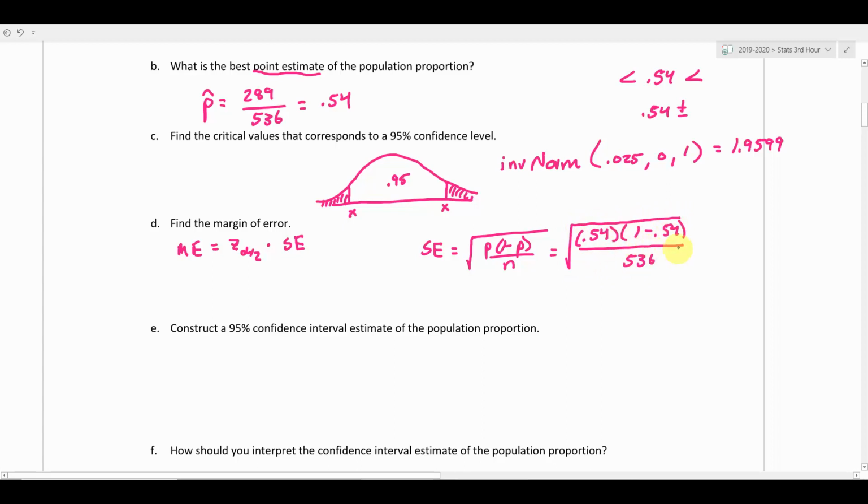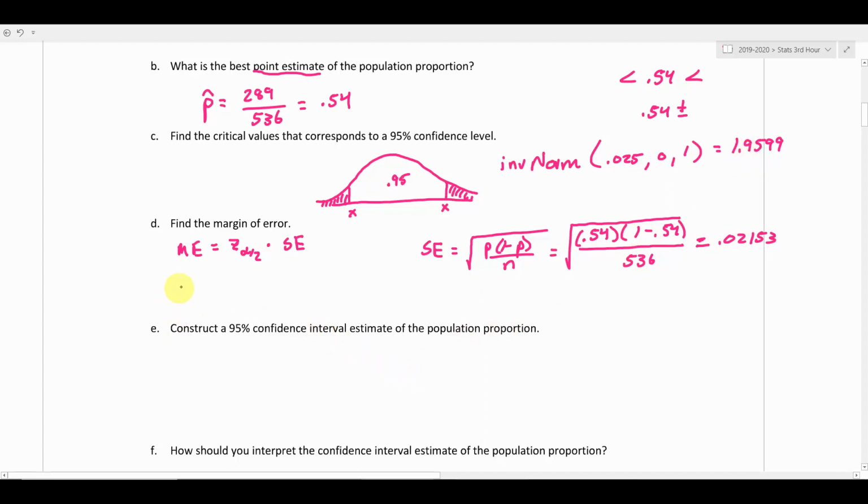So you would go to your calculator and crunch those numbers. Be careful, make sure you do it in order, and don't mess up your order of operations there. And what you should get is 0.02153. So the distribution that describes our situation, one standard deviation is 0.0215, and we need to go 1.95 of those away in either direction to create our confidence interval.